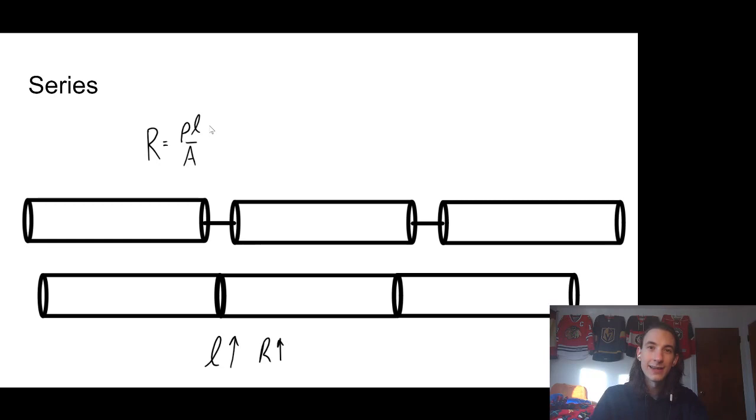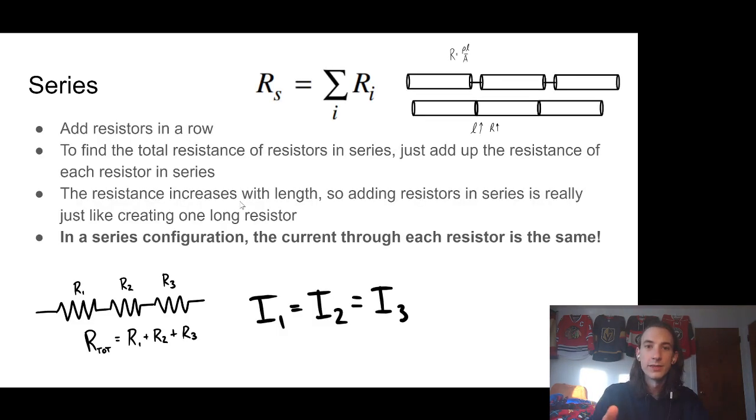And if we're thinking about adding them up in series, what we're really doing is we're creating one long resistor. We're saying, oh, you have to go through here. The wire doesn't really do anything. So we're really just creating one long resistor. And we know that the resistance goes up with the length of an object. So in this case, if we're adding resistors in a row, the resistance is going to go up.